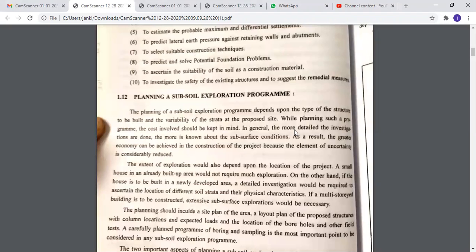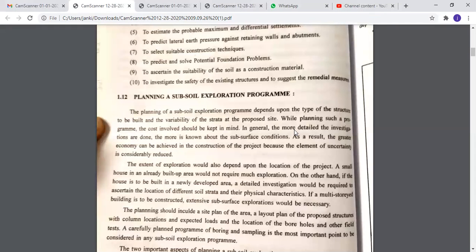Basically, the more detailed the investigations done, the more is known about the subsurface conditions, right? So a greater economy can be achieved in the construction of the project, because the element of uncertainty is considerably reduced. If we extend our exploration, that would mainly depend on the location of the project.